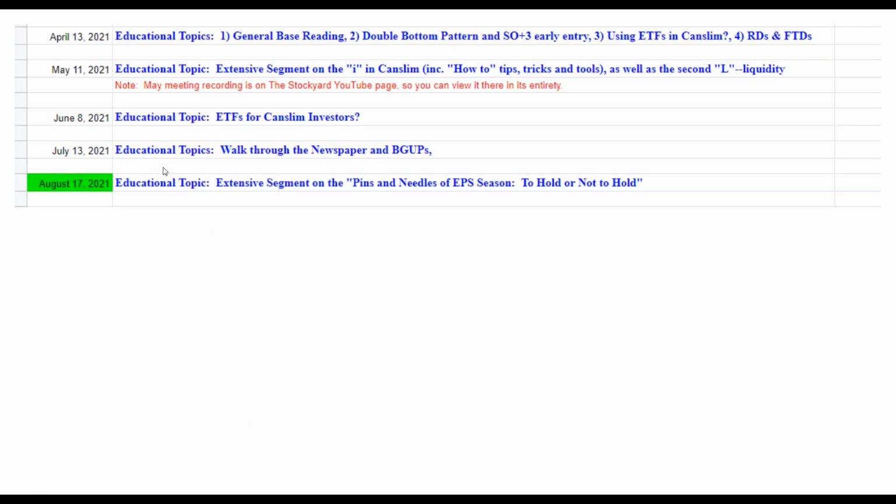And then the past couple months, June, we talked about ETFs for CANSLIM investors. July, I walked through the newspaper and covered viable gap ups, setups, how to handle those. And then on the 17th, like I just talked about, we addressed in detail the topic of how and when you hold through earnings and one possible set of rules for evaluating whether to do that or not. So I think that one will be real helpful.